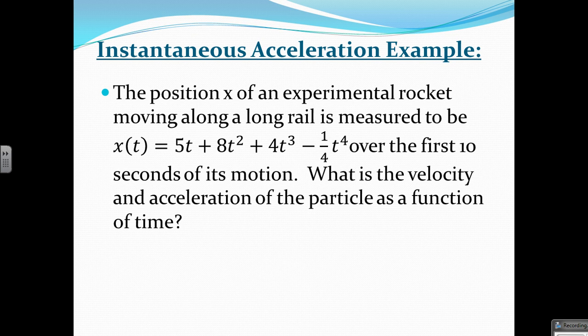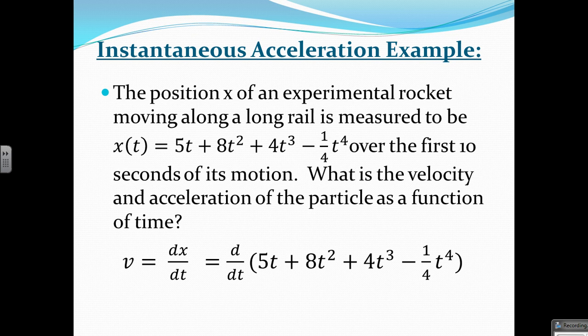So mathematically we could identify these relationships as such. And if we look at an example of this, it says the position of an experimental rocket moving along a long rail is measured by the function x equals 5t plus 8t squared plus 4t cubed minus 1/4 t to the 4th, for the first 10 seconds of the motion. What's the velocity and acceleration of the particle as a function of time? So we have a function of position here, and what they're asking us for is not some numerical answer, but rather they want us to write functions that represent the velocity over this 10 seconds and its acceleration over its 10 seconds.